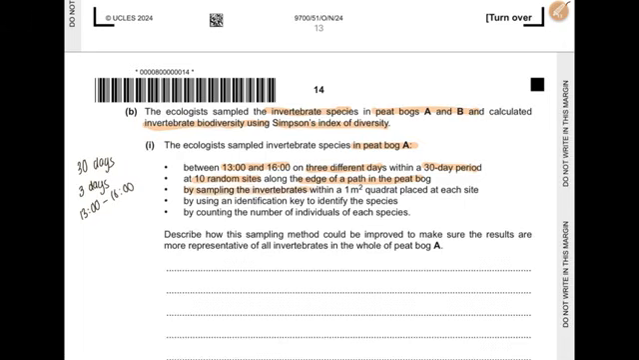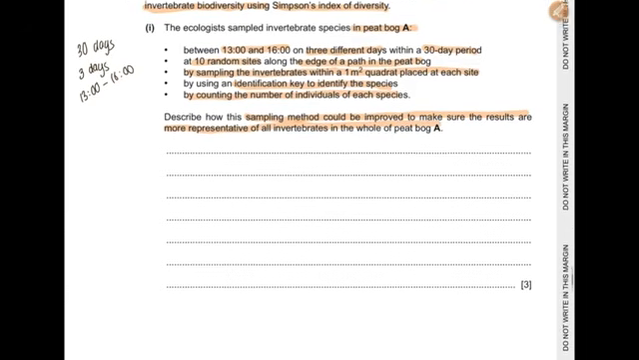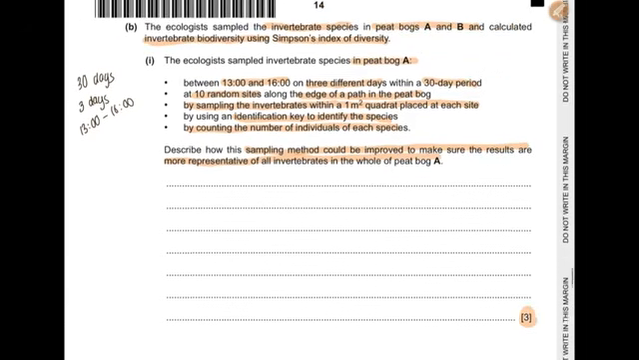By sampling the invertebrates within 1 meter square quadrat placed at 8 sites, by using an identification key to identify the species, by counting the number of individuals of each species. Okay, describe how this sampling method could be improved to make sure that results are more representative of all the invertebrates in the whole of Peat Bog A. This is for 3 marks.